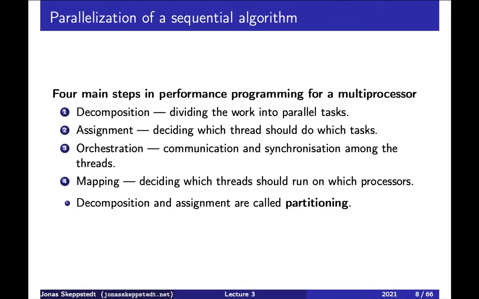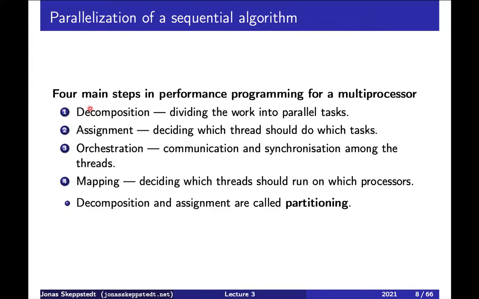One reason for that is that the machine that we use typically not only runs one program, but other programs as well. So it's better to let the operating system decide when to do what. And partitioning, that's the most important part of writing an efficient parallel program, and that's what we do in steps 1 and 2.